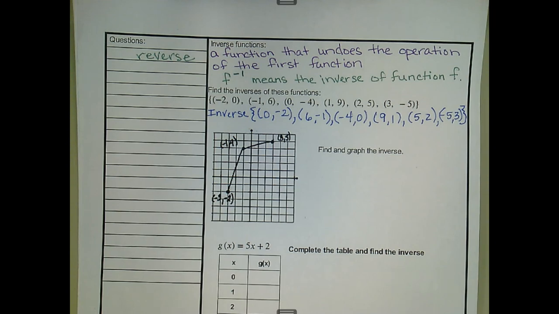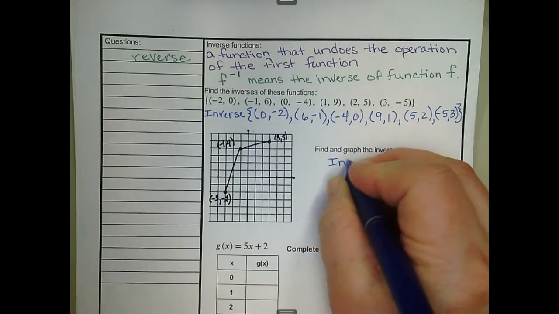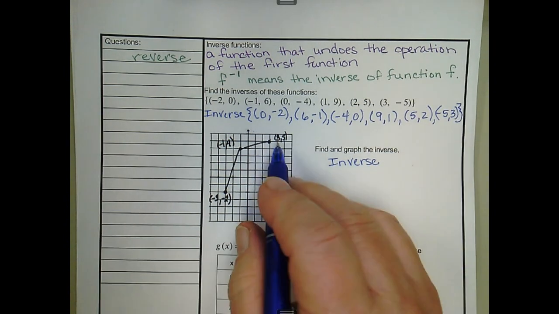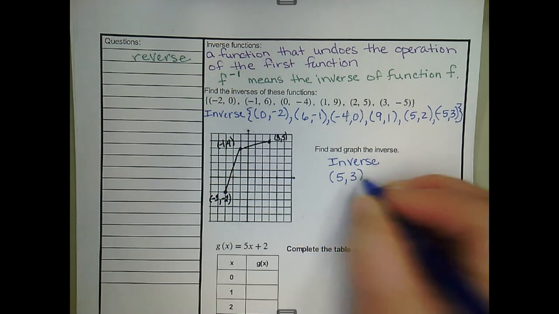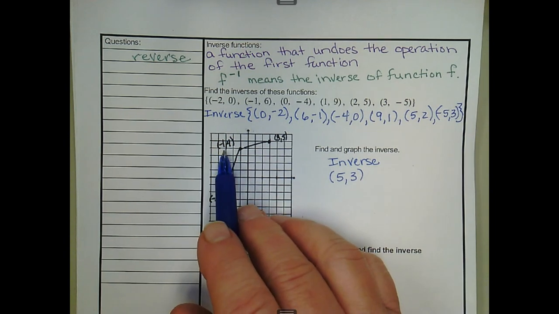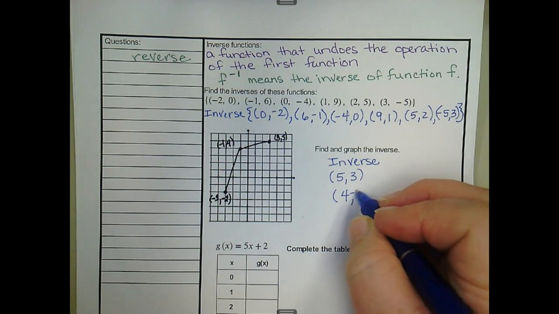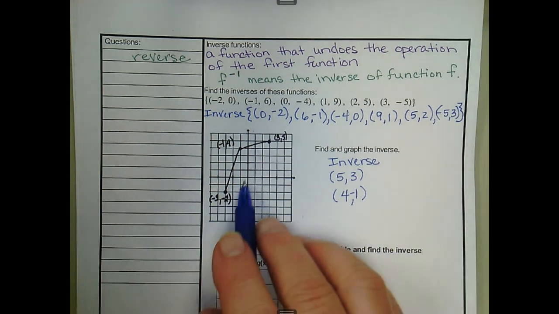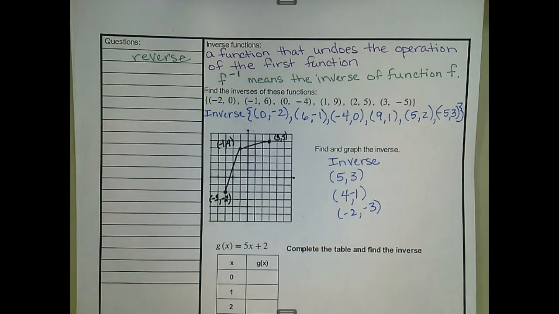What if it's a graph? You've got points. What do you do with your points? What did we do up here? Okay, 3, 5 becomes 5, 3. Negative 1, 4 becomes 4, negative 1. Negative 3, negative 2 becomes negative 2, negative 3. Those are the 3 points you have to graph.